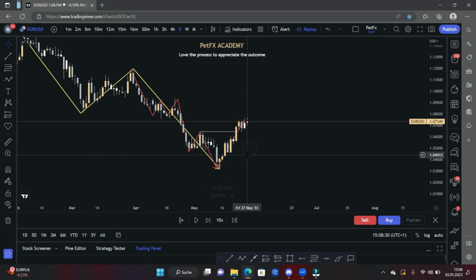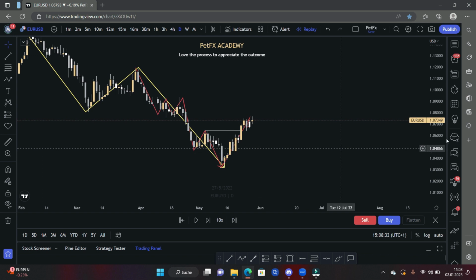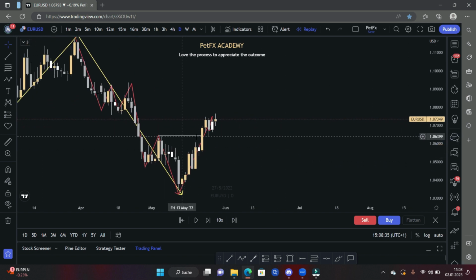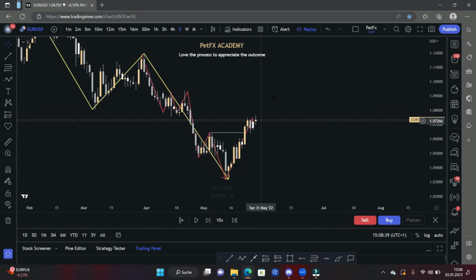And now, as you guys previously saw in the break of structure topic, we have a real break of structure because we close with the body above the high. So this is an inner structure break.